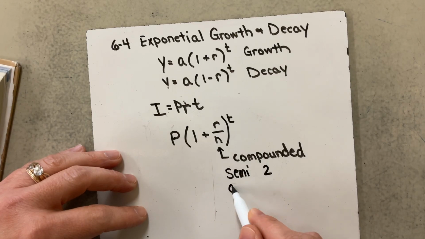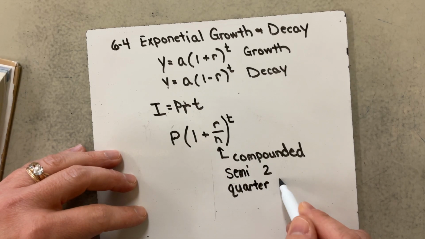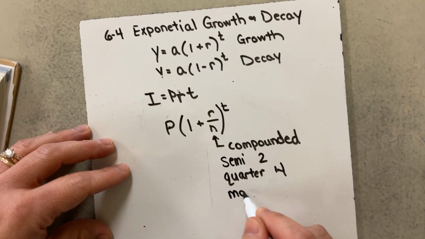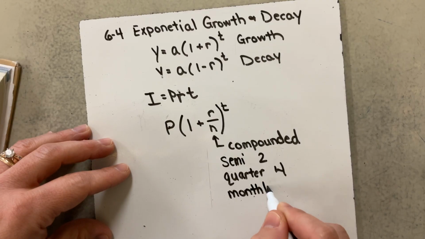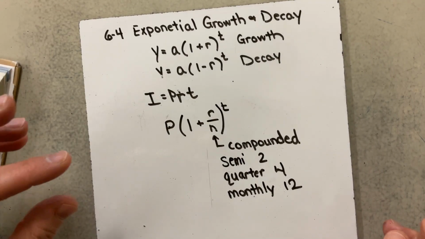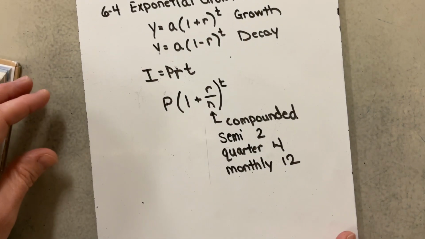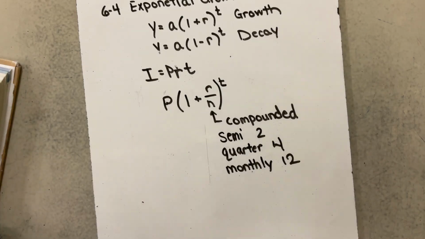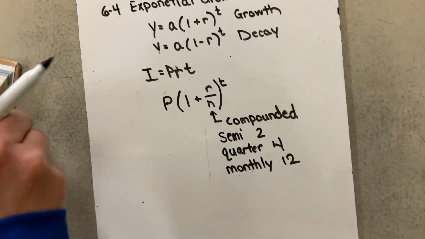Okay, if they did it quarterly, we do quarters with our grades, so that would be 4 times a year. Or maybe they do it monthly, and that would be 12 times a year. Okay, so those are some of the options. Let's see, let me see if I can find a problem that we could deal with on this one.